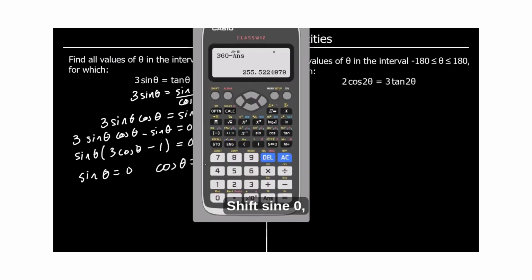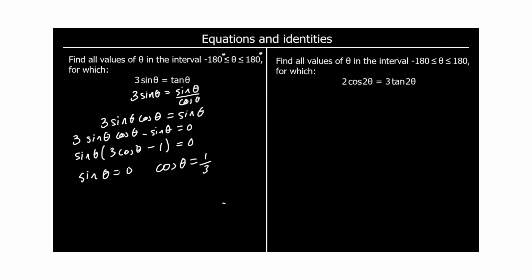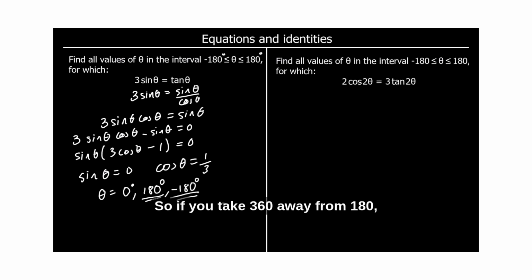Shift sine 0, which will be 0. And then we can have 0, 180 minus the first answer is 180. And then we could also have negative 180. So if you take 360 away from 180, we go back to 180. The sine graph is at 0 every 180 degrees.